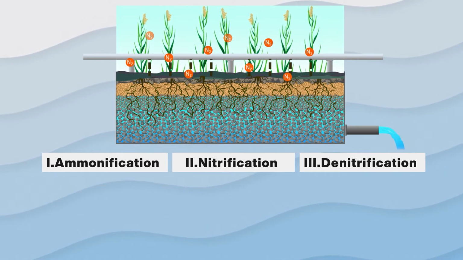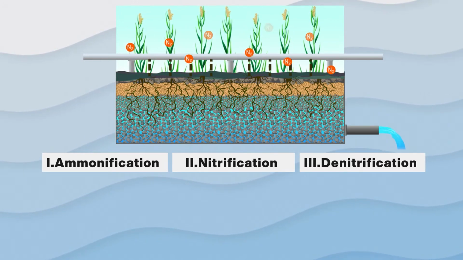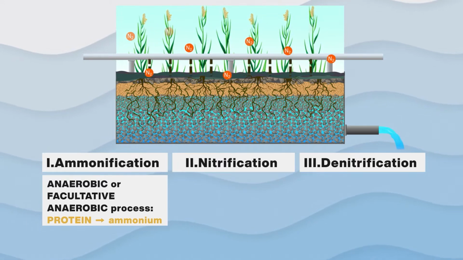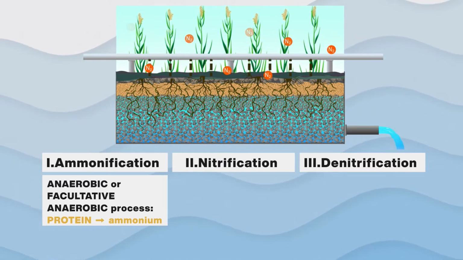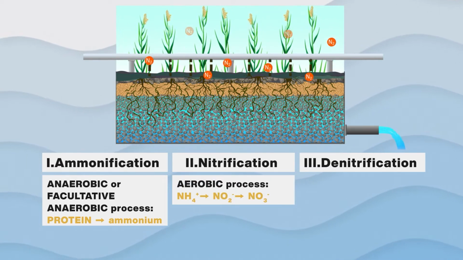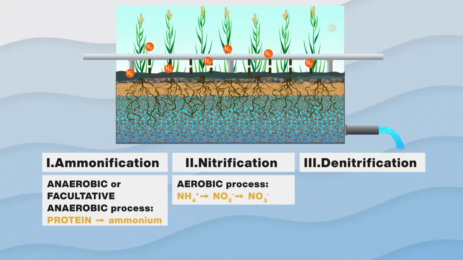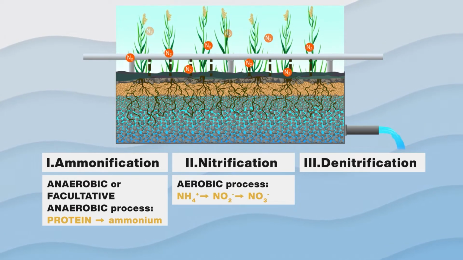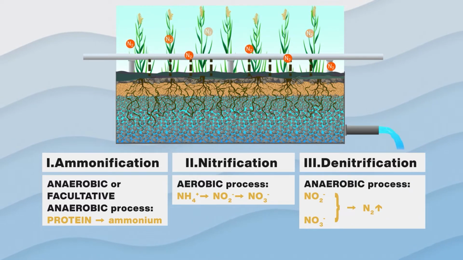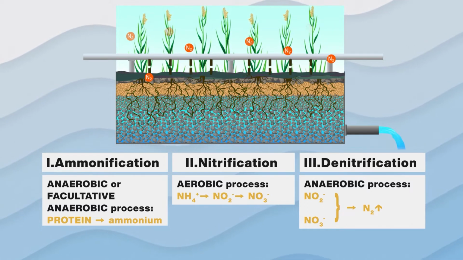That's easy. All these processes are carried out by microorganisms. Ammonification is an anaerobic or facultative anaerobic process where degeneration of plant and animal protein results in ammonia. Nitrification is a purely aerobic process where ammonium is oxidized to nitrites and further to nitrates. Denitrification is an anaerobic process where nitrites and nitrates transform into gaseous nitrogen.